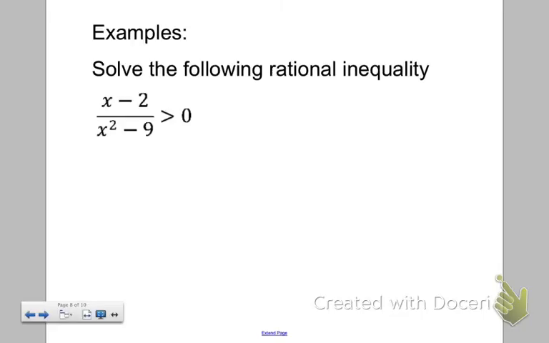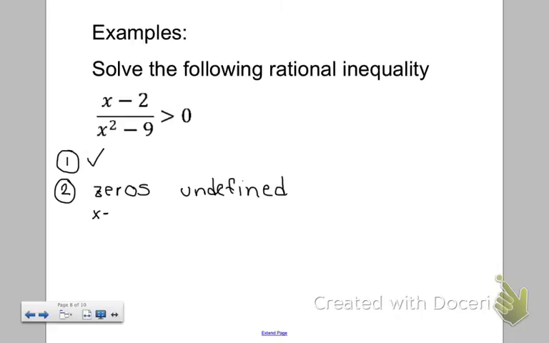Alright, here's my first example. I've got the quantity x minus 2 over the quantity x squared minus 9 is greater than 0. So remember, step 1, we're looking to see if we've got 0 on that right-hand side, and we do. Voila, we're good to go there. Step 2, we need to find our zeros, and we need to figure out where it's undefined. Now remember, the zeros come from that numerator equaling 0, and your undefined values come from the denominator equaling 0.